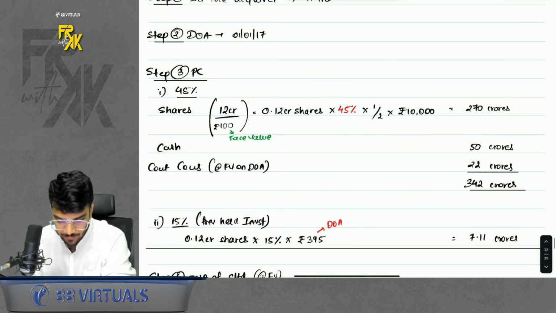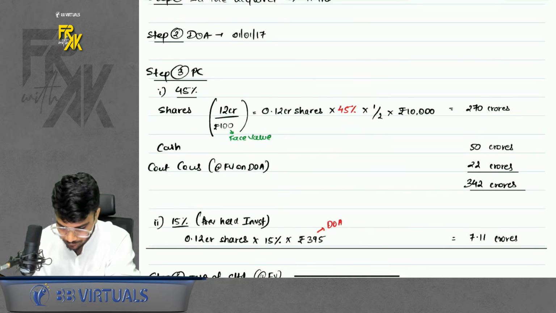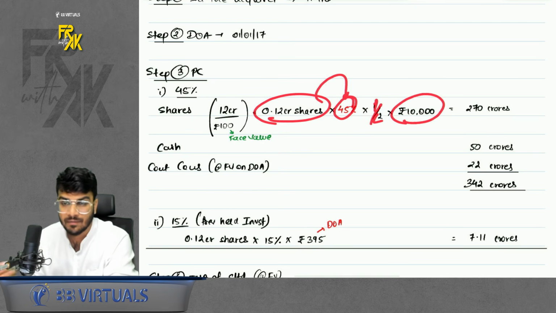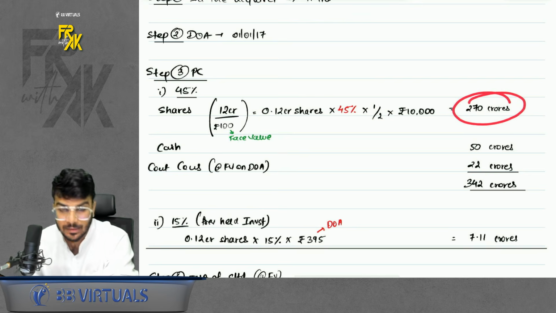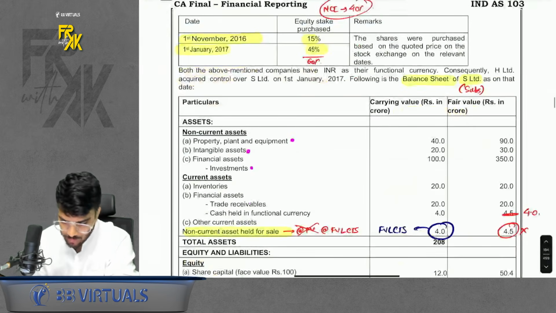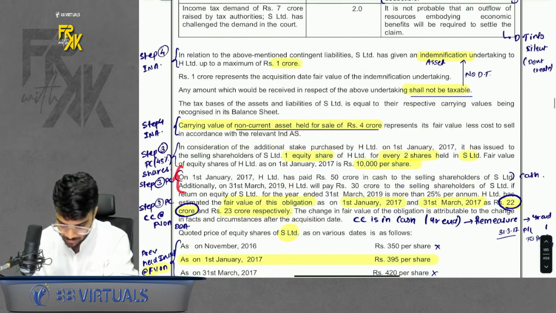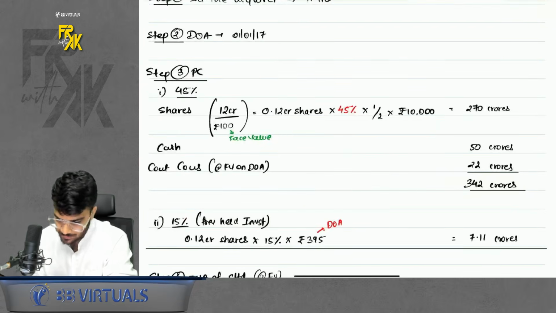So how will you do it? First, calculate the number of shares. You are acquiring 45% today in the ratio of 1/2 and the shares given by you are worth 10,000 each. You will get the PC in shares. Okay. Then you are also giving some cash in PC. So that cash also will come. It is mentioned here about cash. Okay. So that cash also will come here.